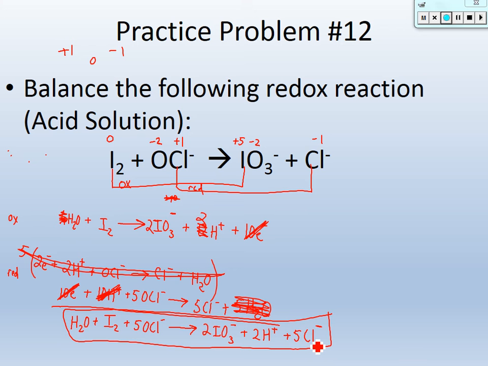Yes. Now let's make sure we're balanced in terms of charge. What's the charge of water? 0. What's the charge of this iodine? 0. What's the charge of this one? -5. So I've got a total of -5 charge on the left. What's my charge here? -2. So -2, plus 2, and then -5. So are we balanced? Yes. Okay, there's our answer. We know that is correct. Okay, who got that? Just curious.